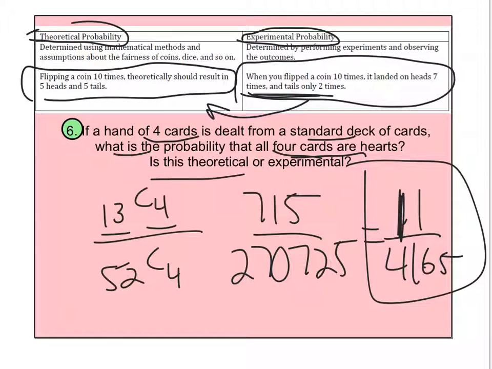That's going to be theoretical, because I didn't actually draw the cards. I just guessed at what probably would happen.